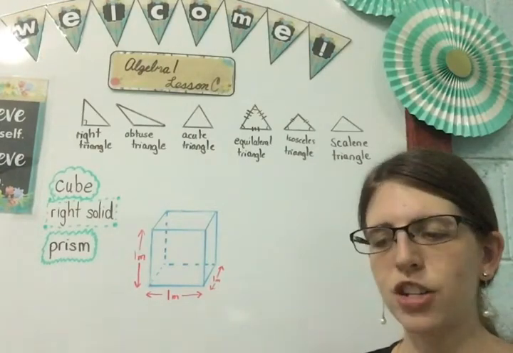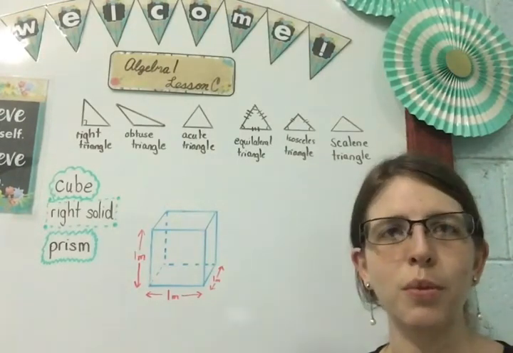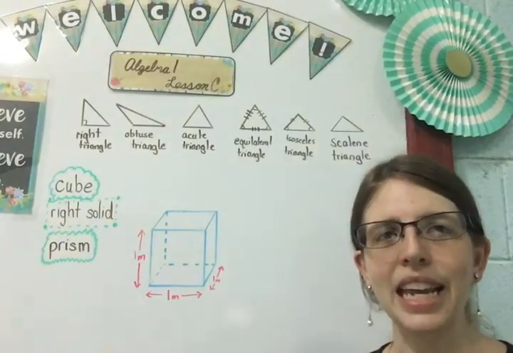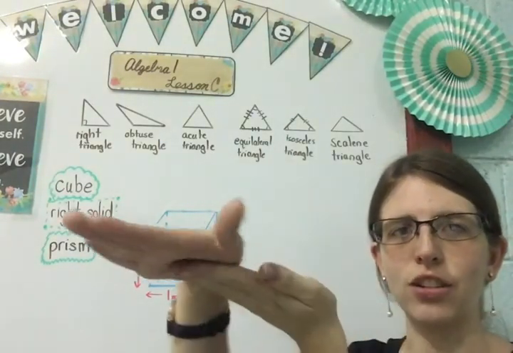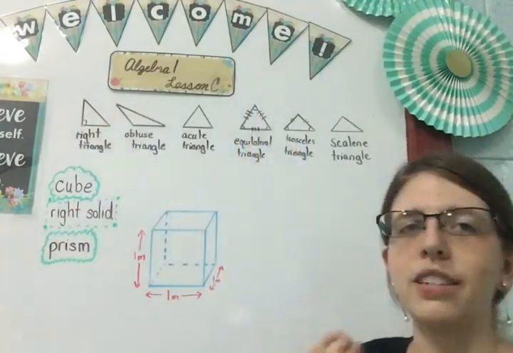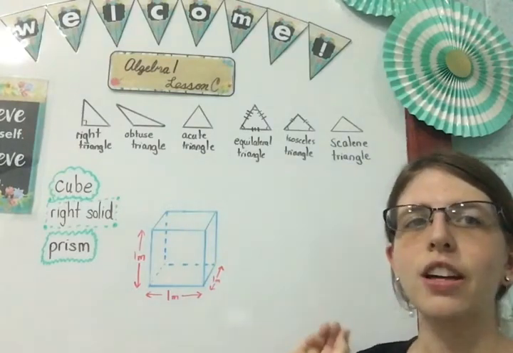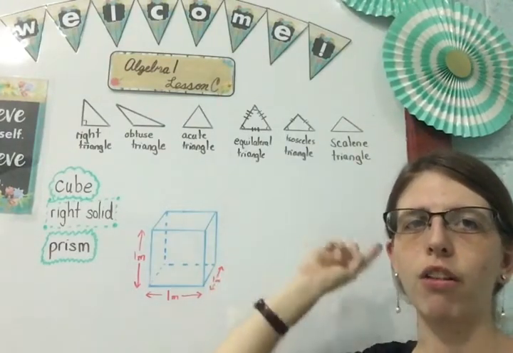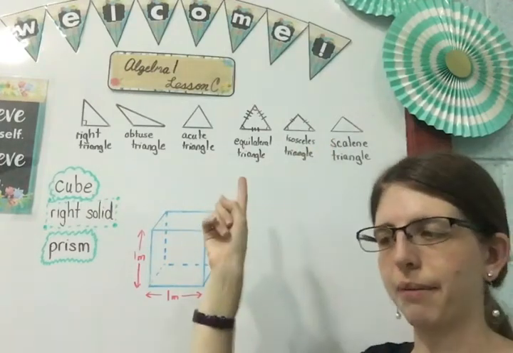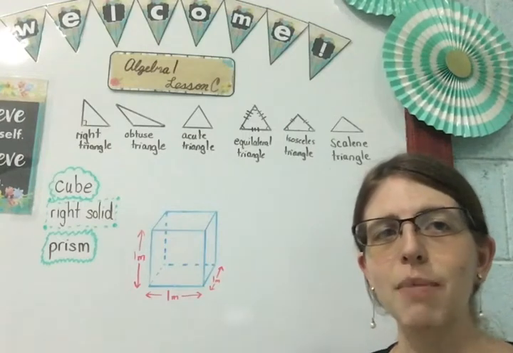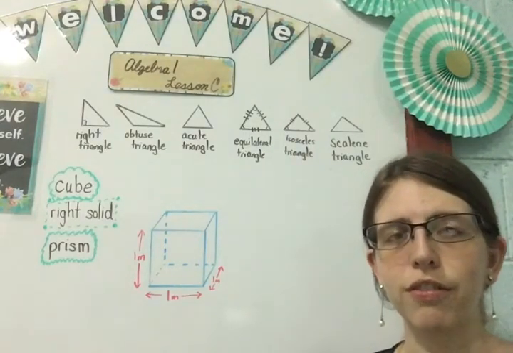Now, one more geometric term that I want to remind you of before we get into volume is a plane. A plane is just a flat surface. So all of these triangles are considered planar geometric figures because they all would fit on a plane. Now let's talk about volume. Volume has to do with three-dimensional figures.